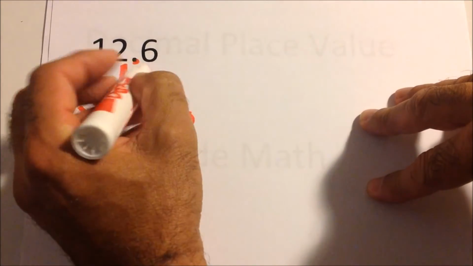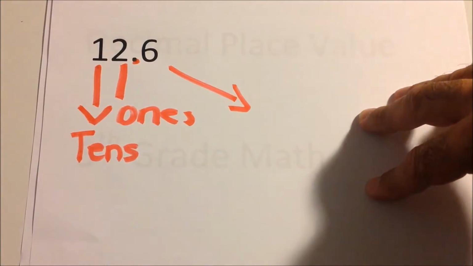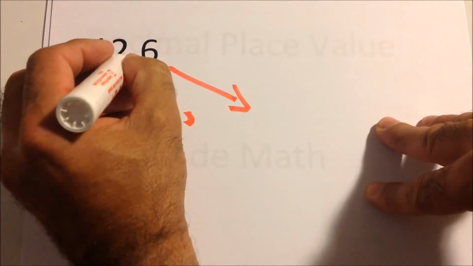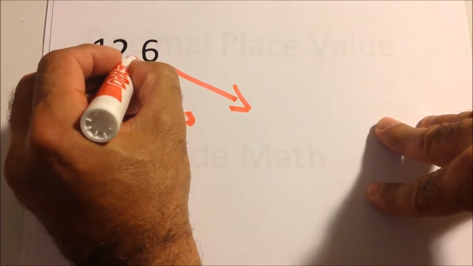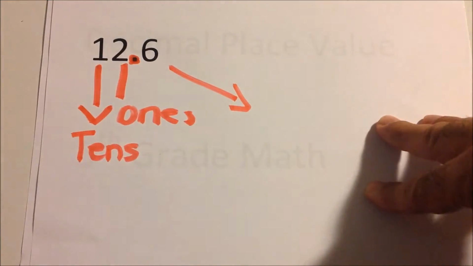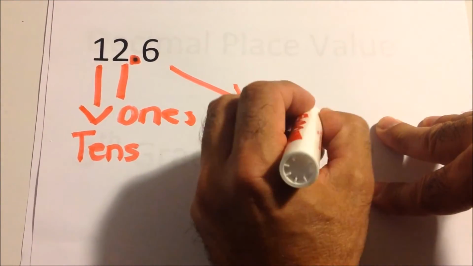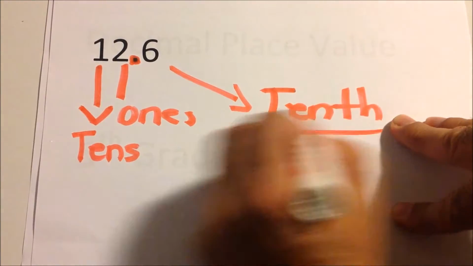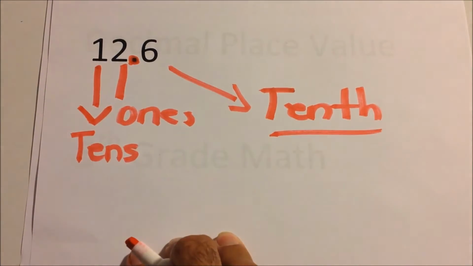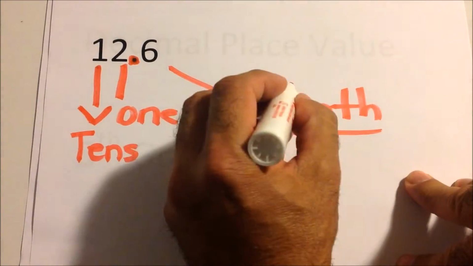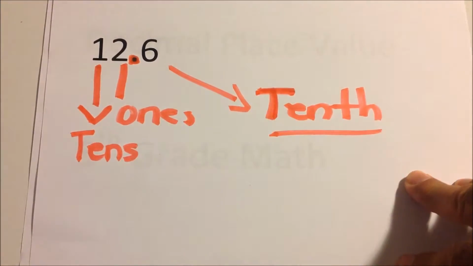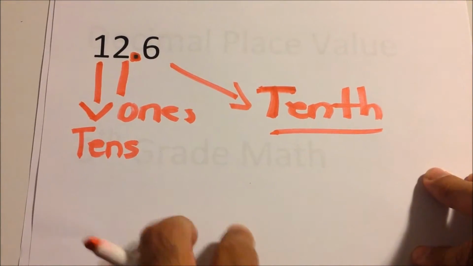So what do you think the 6 is? Remember, it's a decimal. It's the first number after the decimal. It's in the tenths place, the TH. When you say it, make sure you cover your mouth so you don't spit on anyone. So it's the tenths place. Good. So this is 12.6.